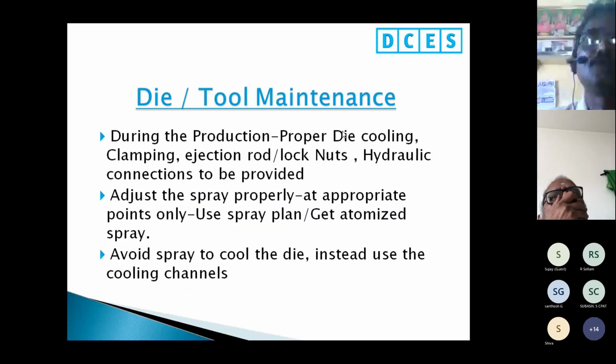During production, proper die cooling, clamping, ejection rod lock nut and hydraulic connection should be provided. Everybody knows this, but why I'm insisting: whenever you have a single lock nut for the ejection rod, it will come out during production. Then again, it will cause a production interruption. So don't compromise on these things and put 2 lock nuts. So this is one example.